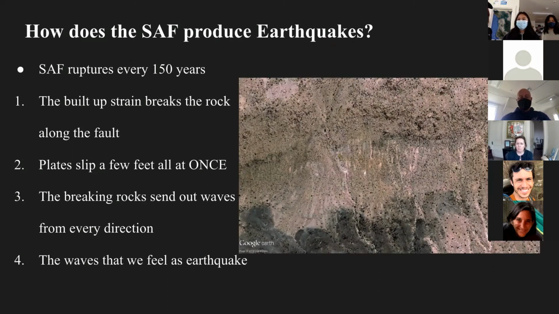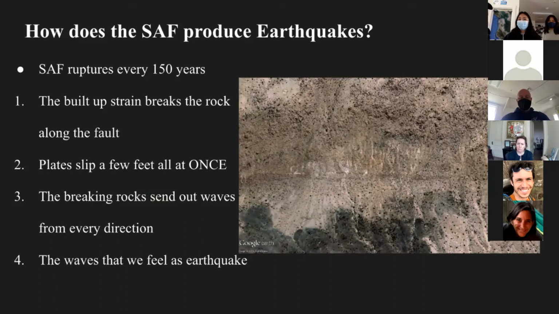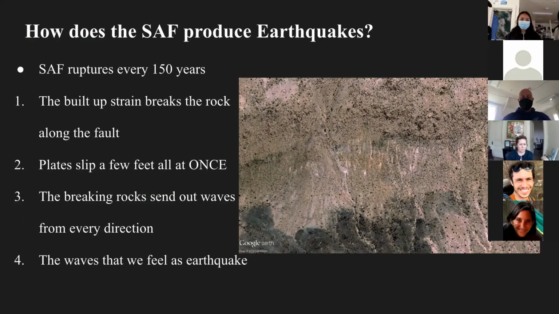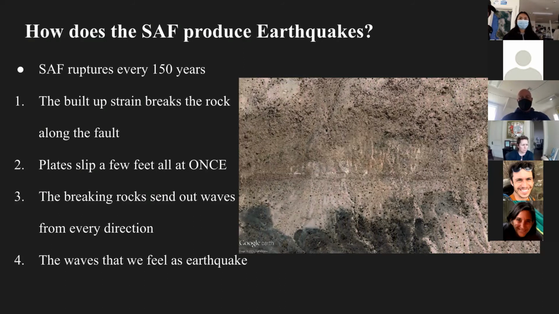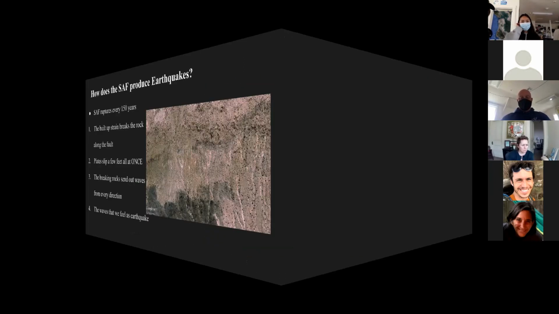How does the San Andreas Fault produce earthquakes? The San Andreas Fault ruptures about every 150 years, although it's not always accurate. But how does this happen exactly? First, the built-up strain breaks the rock along the fault. Next, the plates slip a few feet all at once. Third, the breaking rocks send out waves in every direction. And lastly, the waves create earthquakes, and the earthquake will be felt in areas around it.